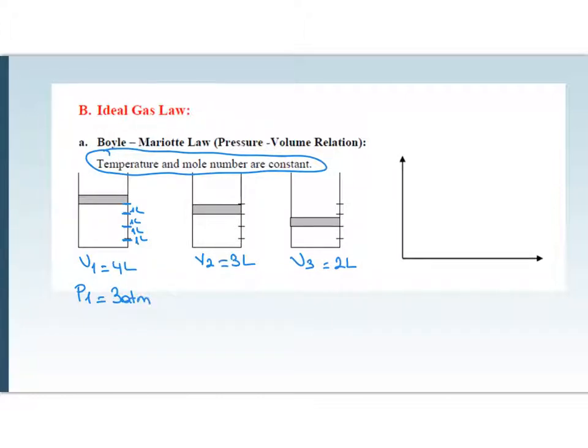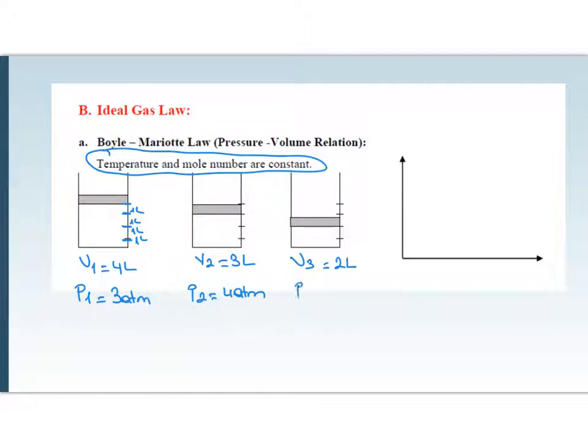So what happens when you contract that gas to 3 liters? Does the pressure increase or decrease? Of course, when you contract the gas, the pressure should increase and it becomes 4 atm. What about if the volume is halved?